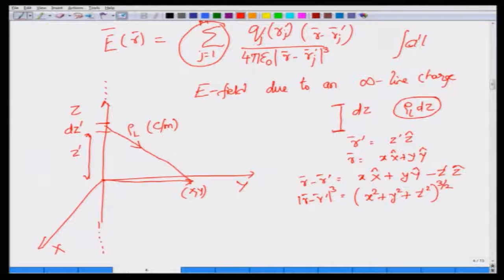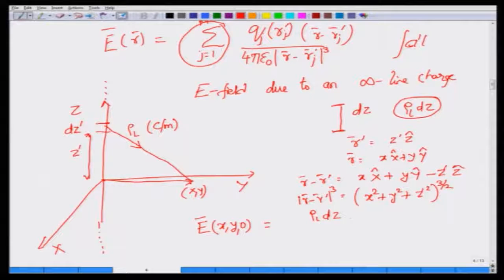Now, I can put all these quantities inside the integral and find the electric field at the position x, y and 0, that is, at the z equals 0 plane at any point x and y. So, this will be equal to, the source charge value here, the incremental charge, will be rho L dz prime.